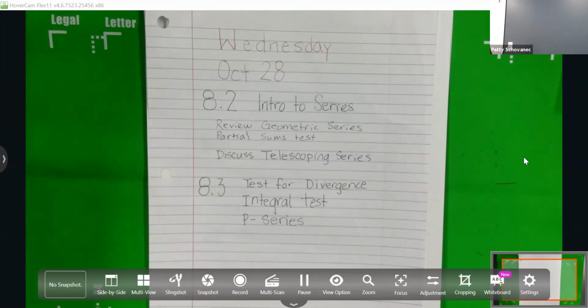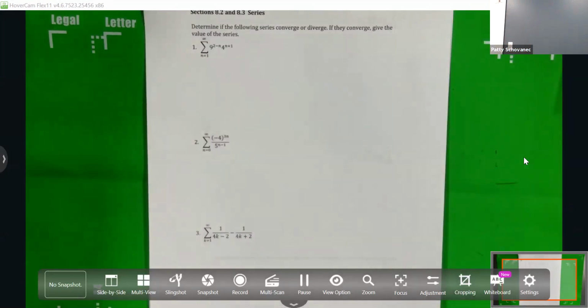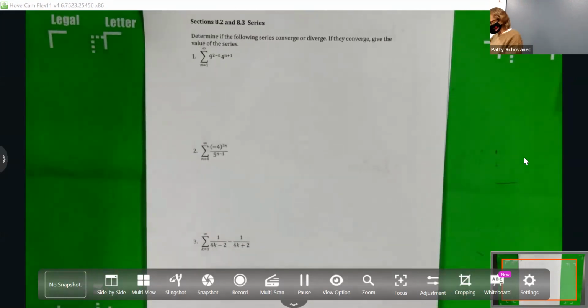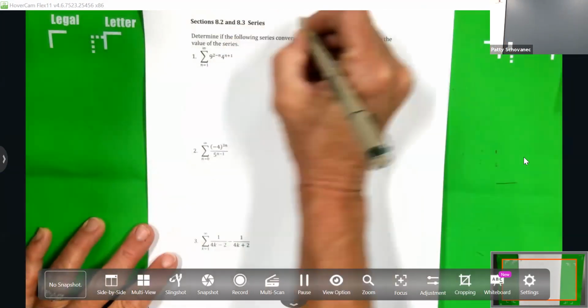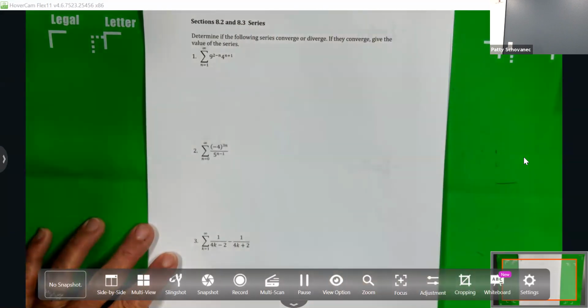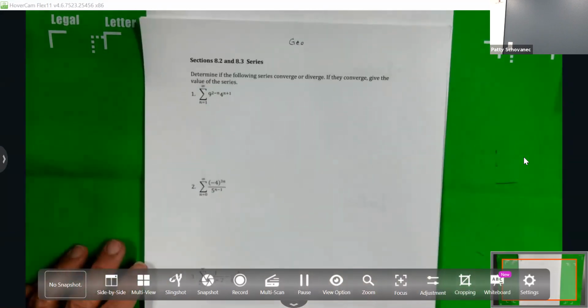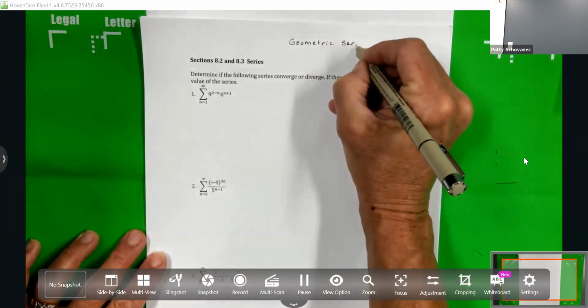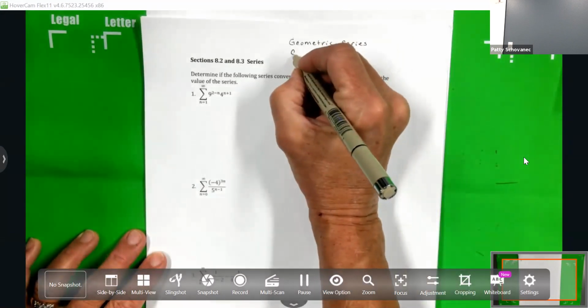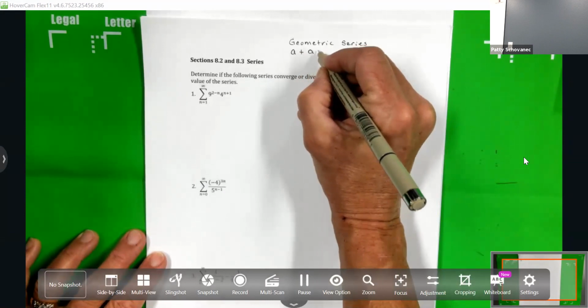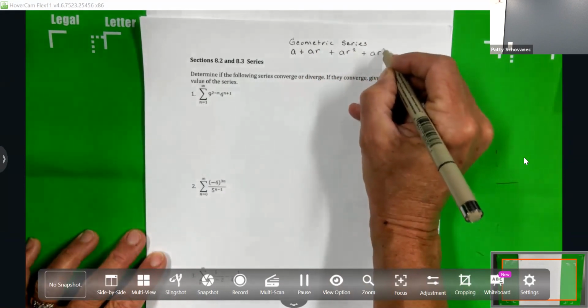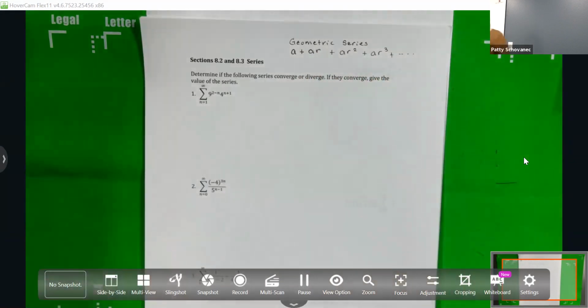Okay, so here's some problems that relate to what we were doing. Remember that a geometric series is a series that has the form where each term is just a constant multiple of the previous term. And that multiplier is what I'm using R for, and A is the first term.